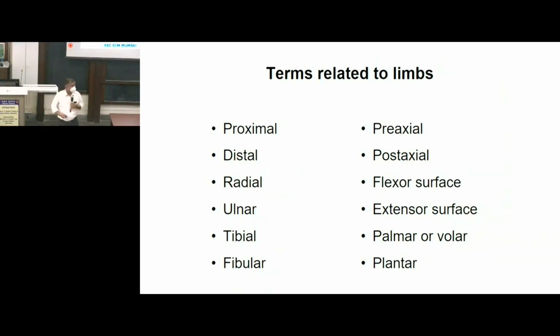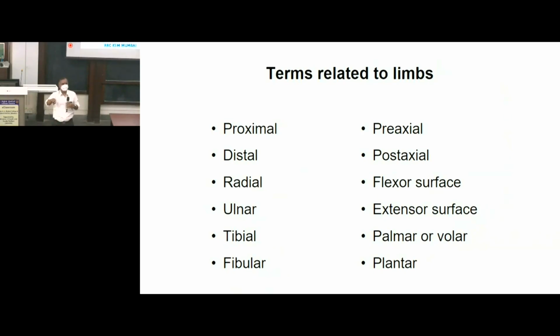Preaxial and postaxial, that's pertaining to development. The limb develops like this in an embryo. So this border of the upper limb is called preaxial because the axis is like this. So pre is before and post is after. So preaxial border, and postaxial is this border. For the lower limb, it's the opposite way because upper limb has rotated outwards, lower limb has rotated inwards.